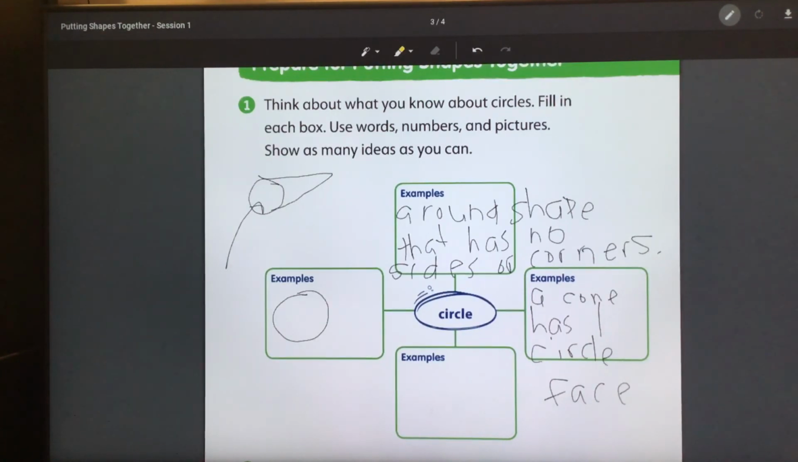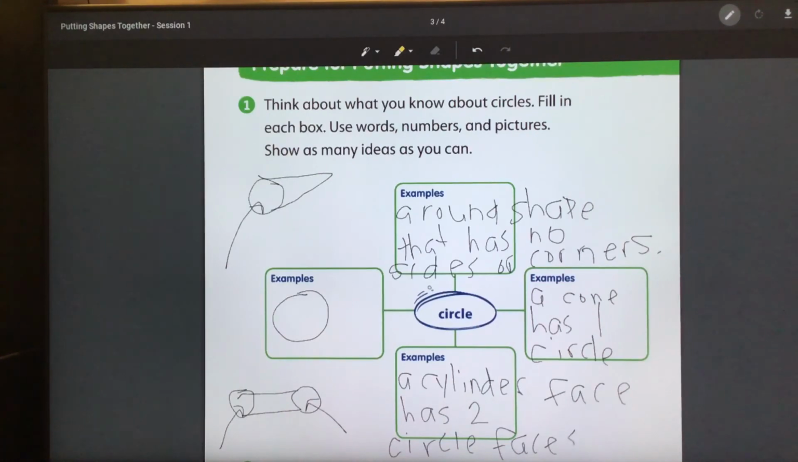And then I'm going to put a cylinder. A cylinder is like a can of soup, so it has a circle, and then two lines, and then another circle. So a cylinder has two circle faces. A cylinder has two circle faces. Okay.